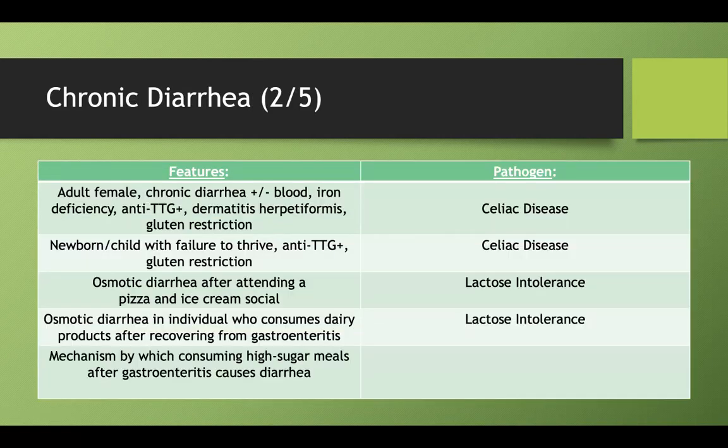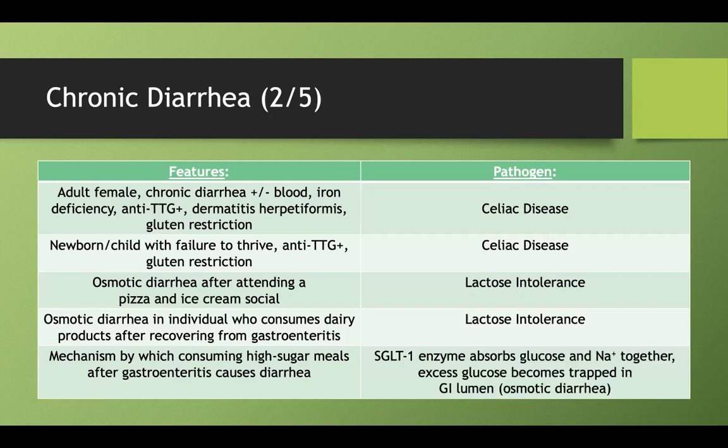And the last thing I want to mention on this slide is if you know the mechanism by which consuming high sugar meals after gastroenteritis would cause worsening diarrhea. And so this can happen because we have a special enzyme called our sodium glucose linked transporter, SGLT1. And what this does, as the name implies, it will absorb glucose along with sodium. And so if you only consume glucose without any sodium, a lot of that glucose gets stuck in the lumen and causes an osmotic diarrhea.